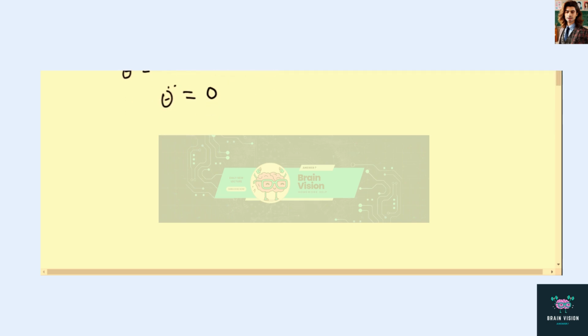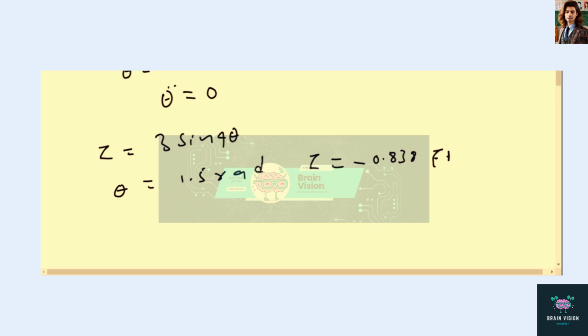Well, Z is equal to 3 times sine of 4 theta. Theta is equal to 1.5 radian. Therefore, Z is equal to minus 0.838 feet. Now, Z dot is equal to 12 times cosine of 4 theta times theta dot. So Z dot is equal to 5.761 feet per second, right?